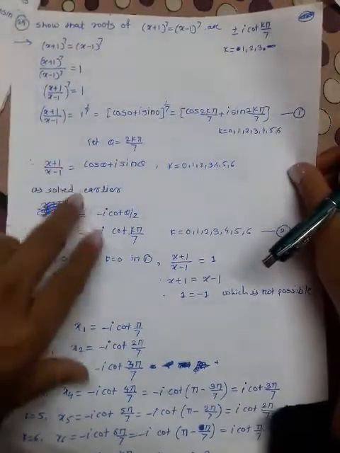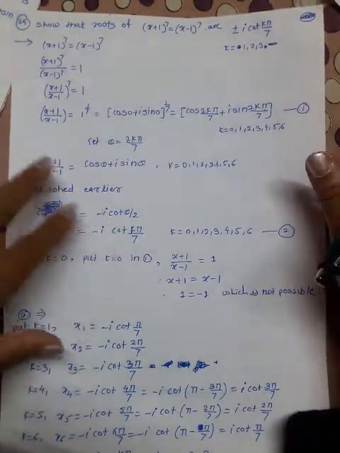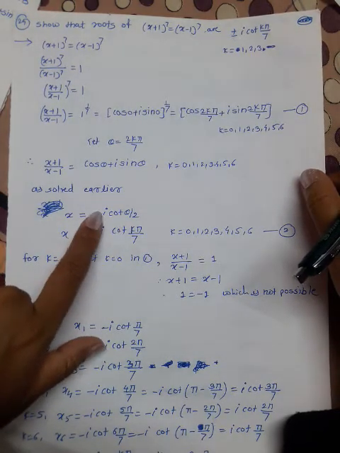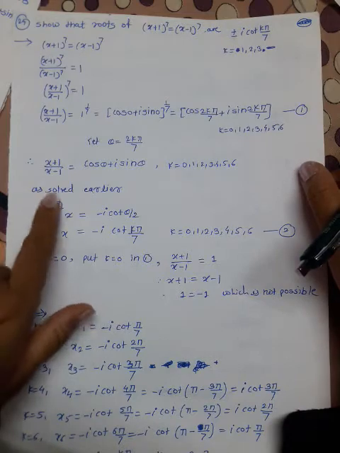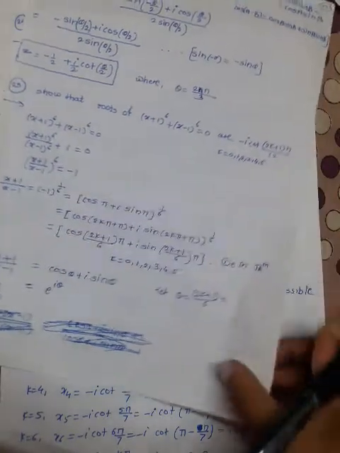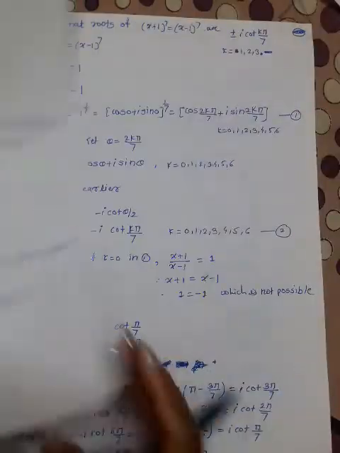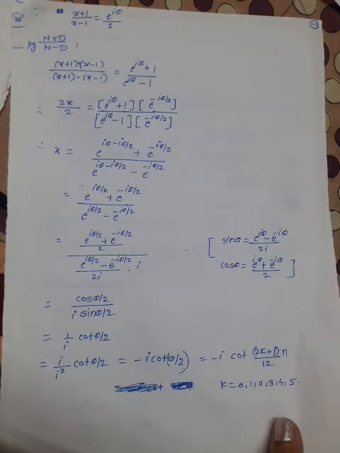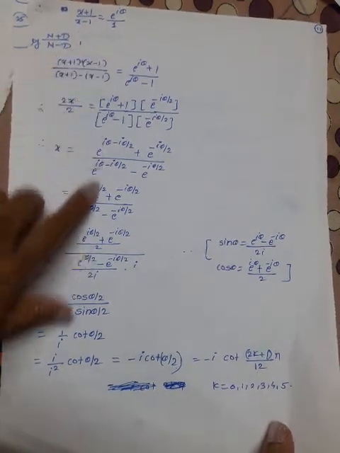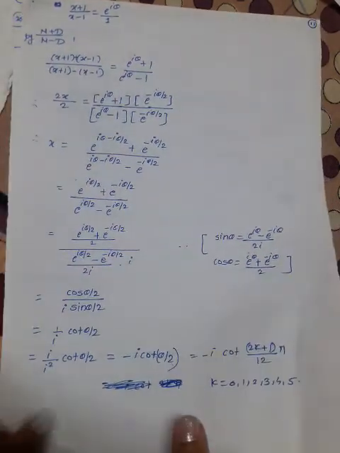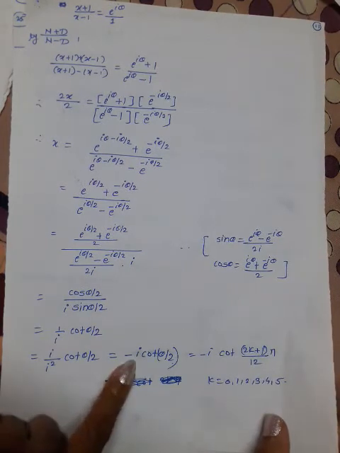Now we have to solve this as solved earlier. This is the same example as earlier. We get x is equal to minus i cot theta by 2. Don't write this in your notebook again; in the earlier example it was the same. Start with the same example and go on. Just repeat this example. The answer is minus i cot theta by 2.